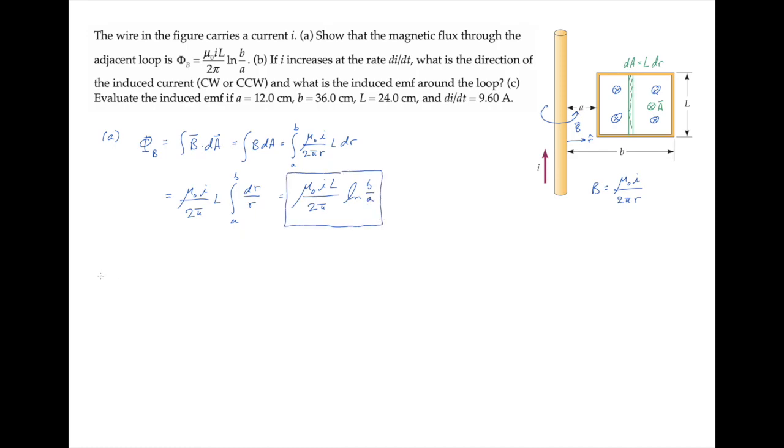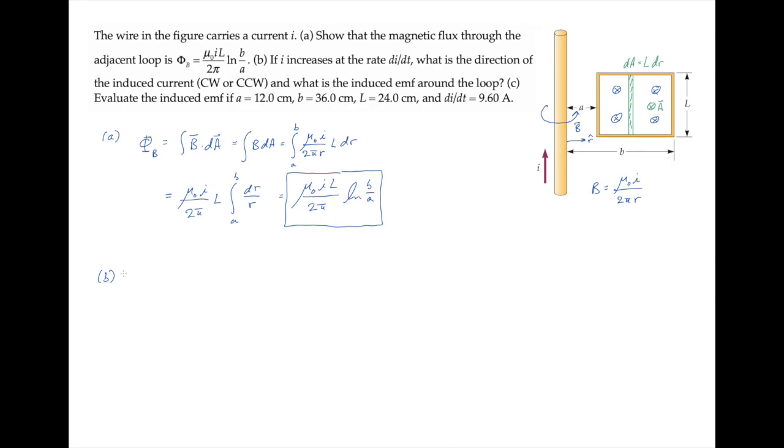Part B asks us to do two things. First, we're asked to find the direction of the induced current, either clockwise or counterclockwise, and then we're asked to find the induced EMF around the loop. We can use Lenz's law to find the direction of the induced current. As the current I in the wire increases, the magnetic field B increases in magnitude and the magnetic flux increases.